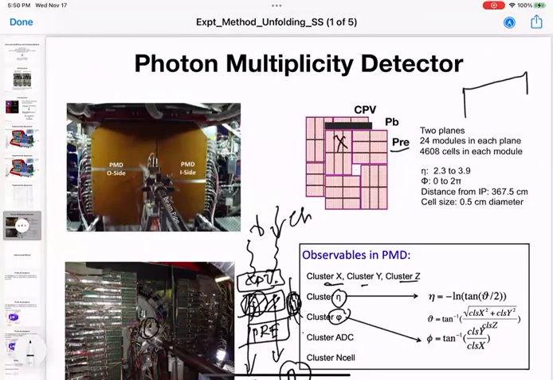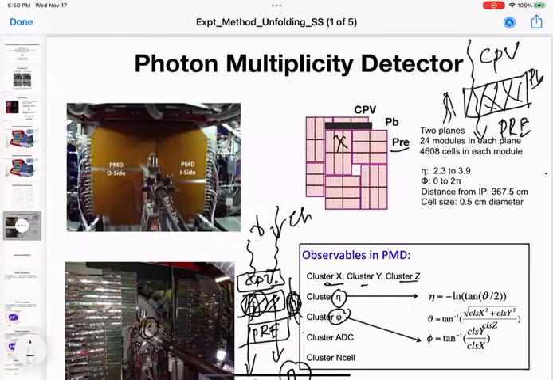There is a lead converter in between in the PMD, right? So there are 2 planes. One plane is the CPV, and the other plane is the pre-shower. So when a photon traverses the PMD and hits this lead converter, the photon will interact with the lead and produce a shower, right? Whereas when a charged particle passes through the PMD, it will not produce that shower. So because of that showering, the photon will affect more than one cell, whereas the charged particle will likely affect one cell. So using this, we can discriminate between the photons and the charged particles.